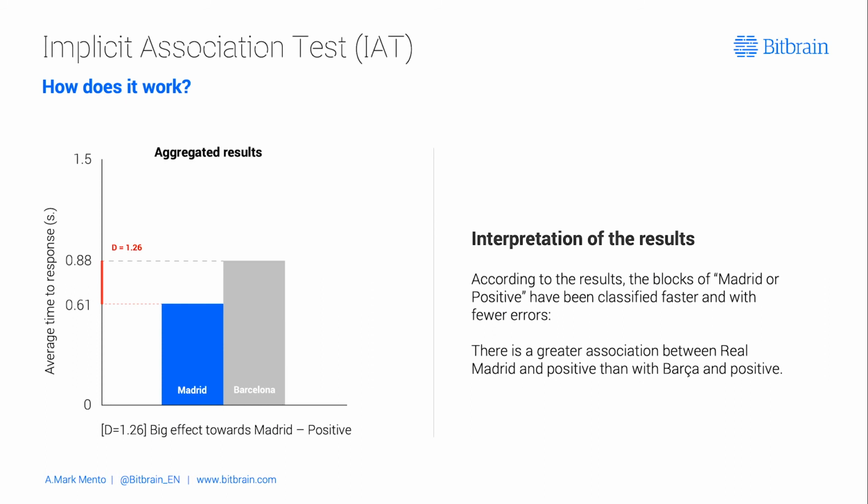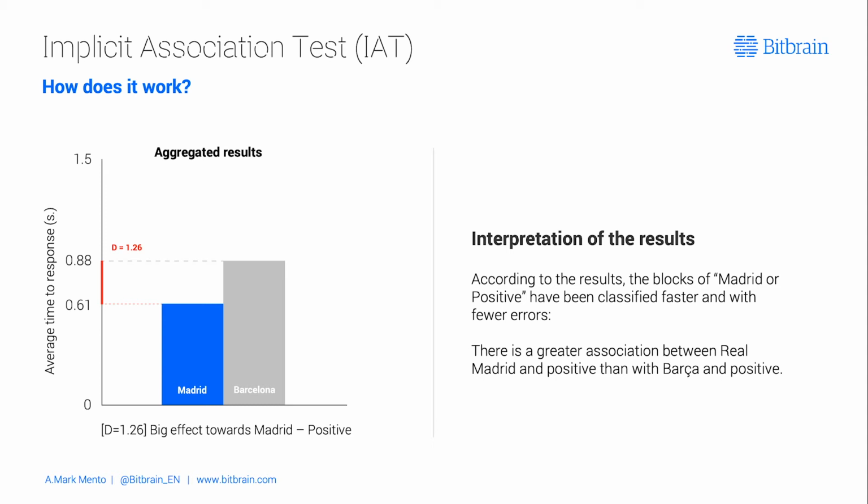The interpretation of the data is pretty easy. For this particular group of participants, these are the results we've obtained. The two bars correspond to the two concepts we've compared, Real Madrid and FC Barcelona, and the aggregate response time for classifying attributes into the category positive. The shorter bar indicates a faster classification and therefore a stronger association of this attribute with the category. According to these results and this group of participants, probably a bunch of people who live in Madrid, there's a greater association between Real Madrid and positive than with Barcelona and positive.